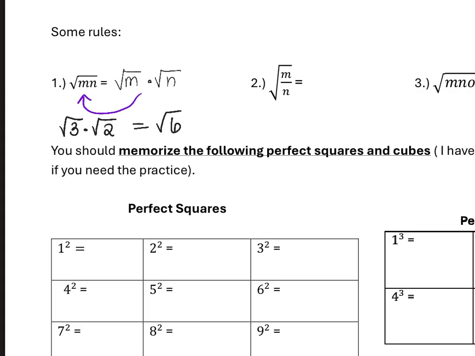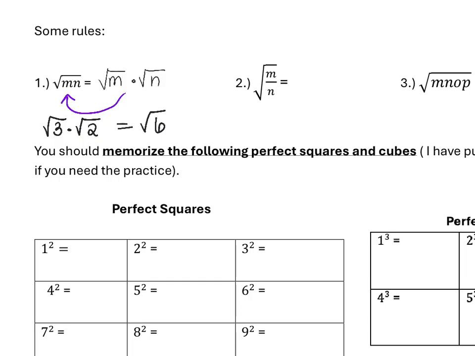Same thing works with division. So we can do the square root of m over n. What does a fraction bar mean? Divide. We could also write this like this: the square root of m divided by the square root of n. And sometimes that helps us simplify.